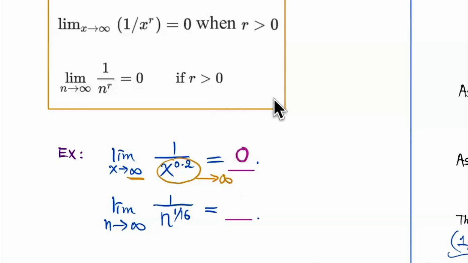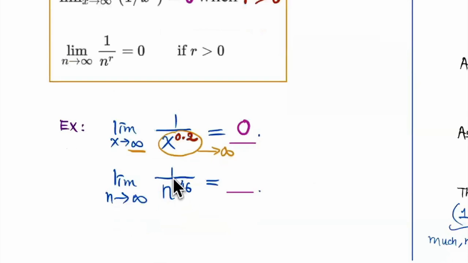So this is what it says. When r over here is greater than 0, like the 0.2 over here, right? So when this r here is greater than 0, 1 over x to the r as x goes to infinity is equal to 0. So this is what it says. Okay, like that. What about this one?